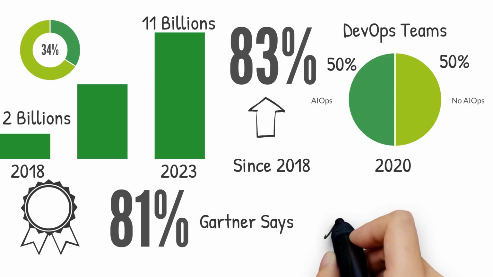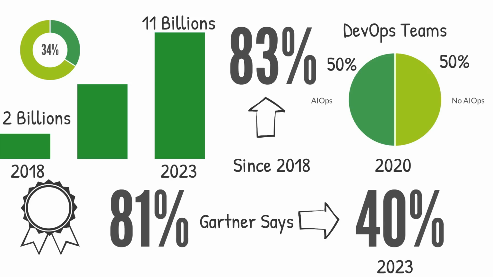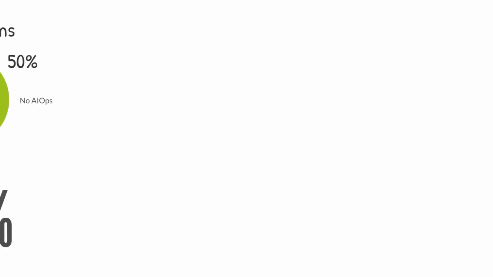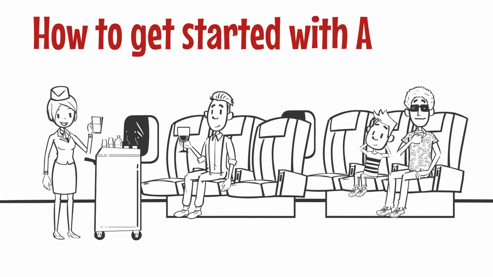According to a forecast by Gartner, by the year 2023, 40% of DevOps teams will augment application and infrastructure monitoring tools with AIOps platform capabilities. So it is a no-brainer to see that AIOps has serious potential in the upcoming future. You must be wondering, how do I actually start my AIOps journey? Let's figure that out in this video.